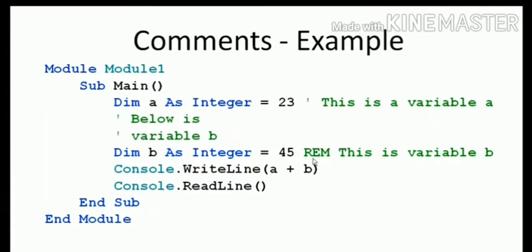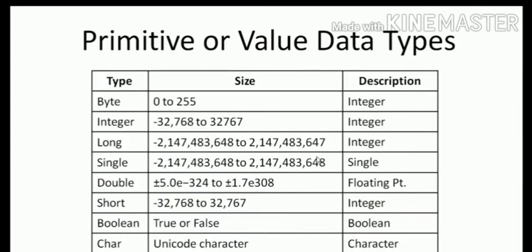Next one is primitive or basic data types. We generally work with data in our daily life. Data is like text, number. So where you store the information on the computer depends on what kind of information it is.